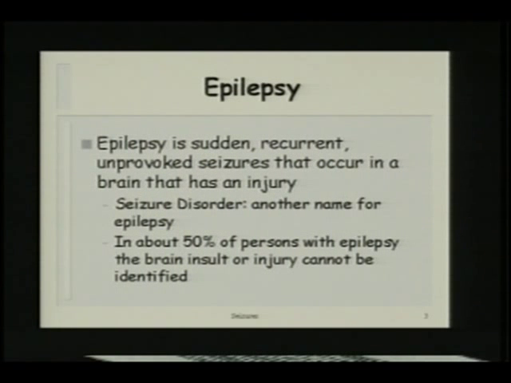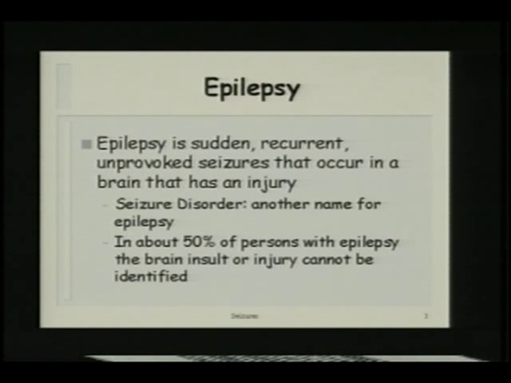Now let's look at the definition of epilepsy. It differs significantly and yet has similarities too. Epilepsy is sudden, it's recurrent, it's unprovoked, and it's seizures that occur in a brain that has an injury. We talked about a seizure just being a sudden, unprovoked electrical discharge, but epilepsy is recurrent, so it happens over and over again, and it happens in a brain that has had an injury. Epilepsy also goes by the name of seizure disorder.